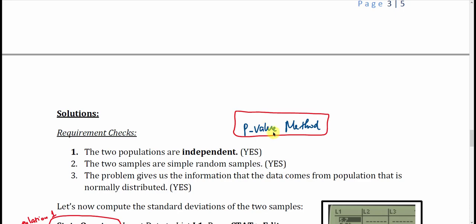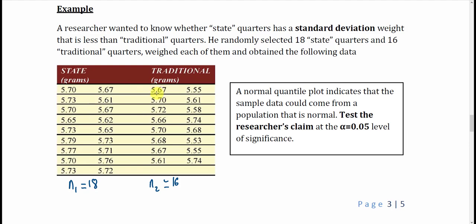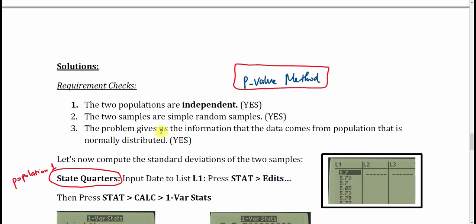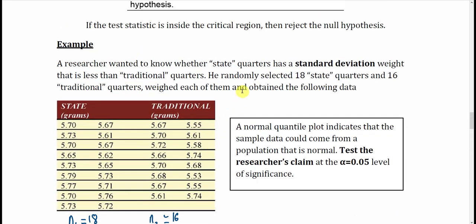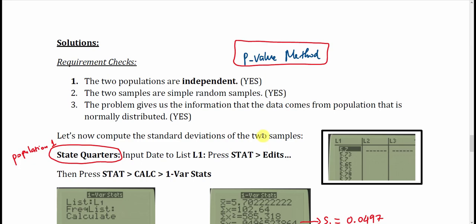We check the requirements. The two populations are independent, yes, because when I pick the value for the state quarter, it doesn't affect how I pick the value for the traditional quarter. And the two samples are simple random samples, yes, because he randomly selects the 18 state quarters and the traditional quarters.